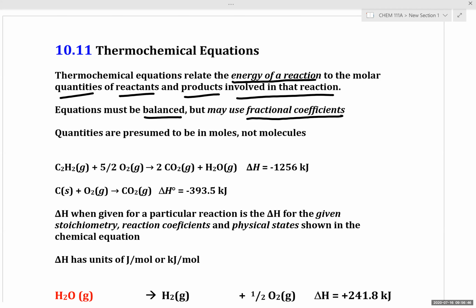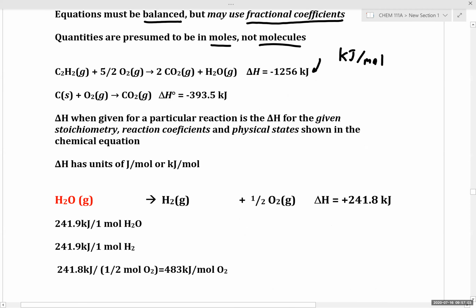The quantities present are presumed to be in moles, not in molecules. So for example, if you see an enthalpy, it has the units of kilojoules per mole. Now, the key thing to keep in mind: kilojoules per mole of what? And that's really important to think about.